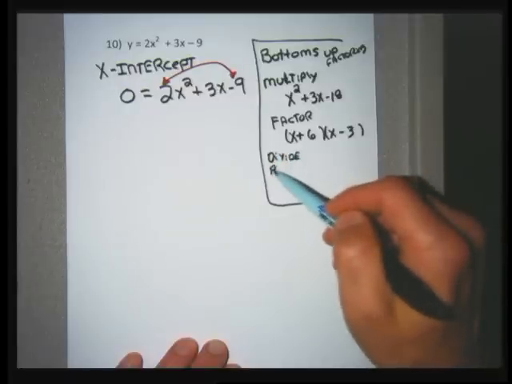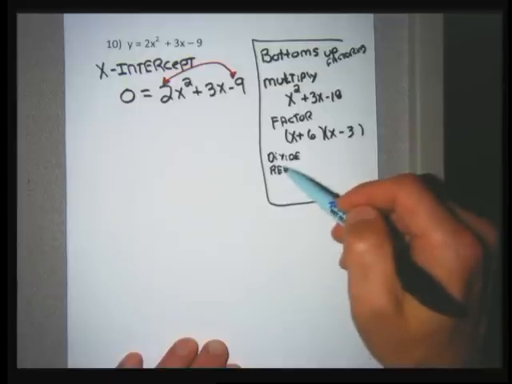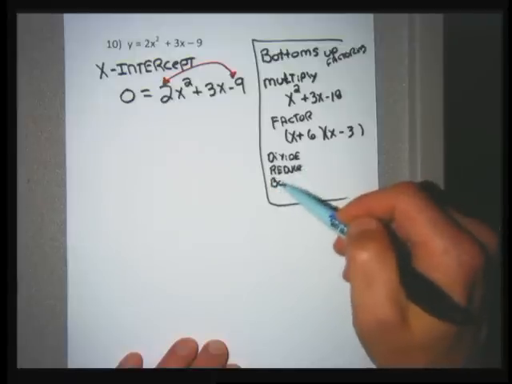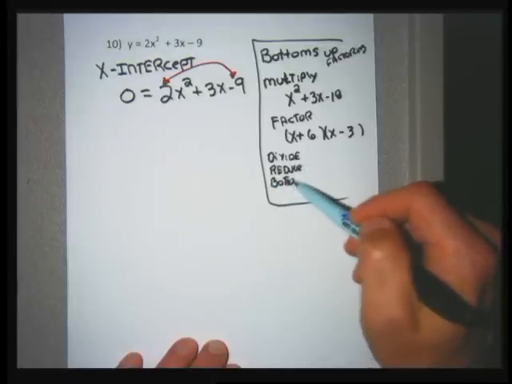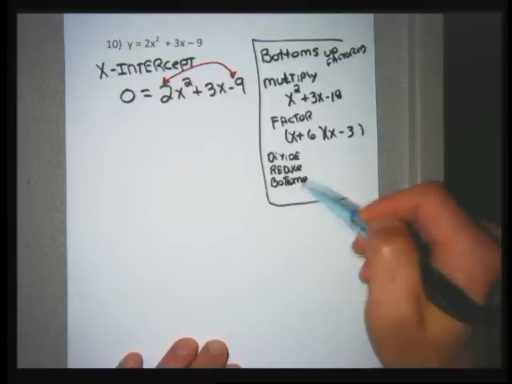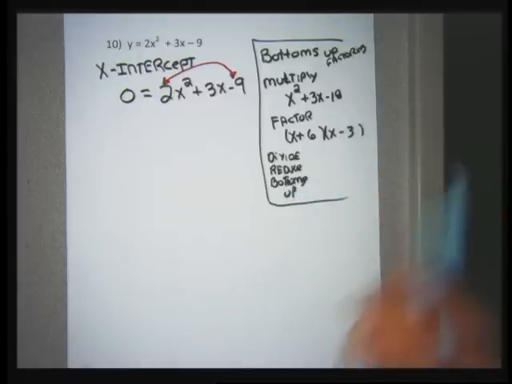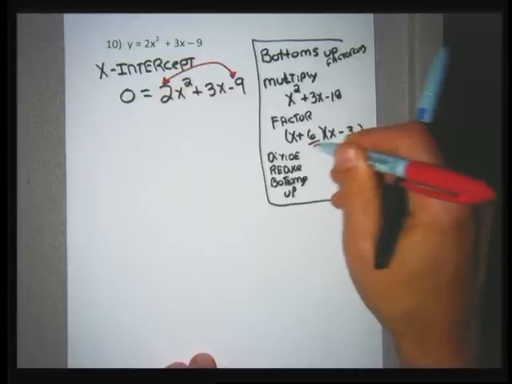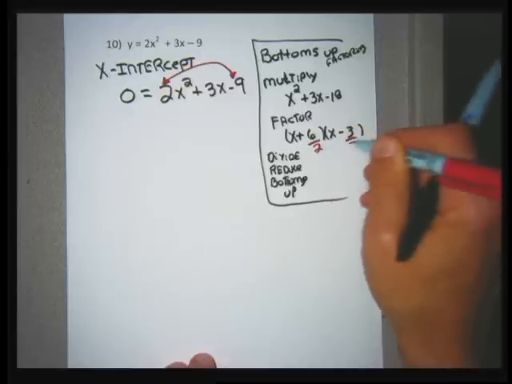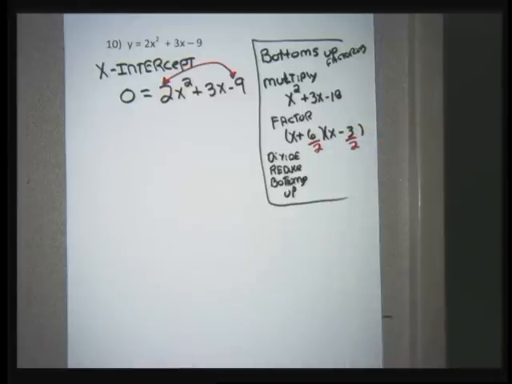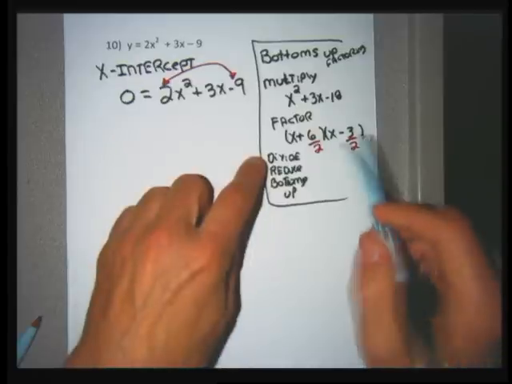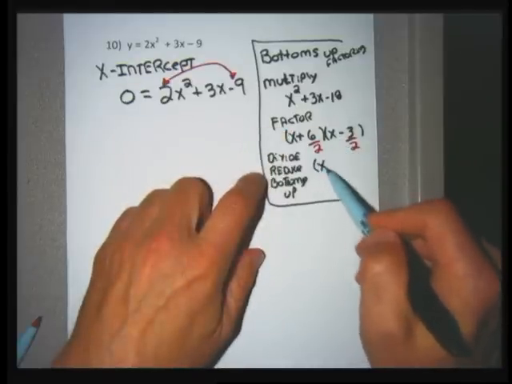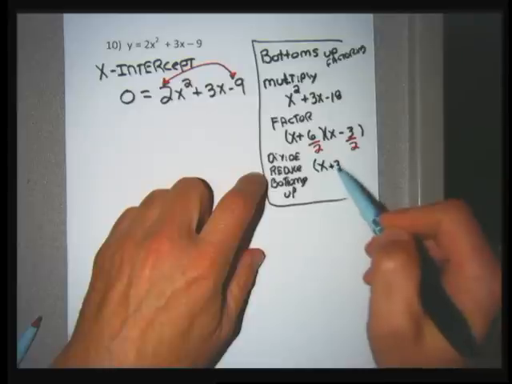And then if you don't do this part, divide, reduce, and bottoms up, then what you write won't be factored properly. So I started off multiplying that negative 9, which was the last number, by 2. I'm going to get that 2 divided back out. That's the divide part. Now reduce. 6 over 2 reduces to 3. I'm going to write an x plus 3.